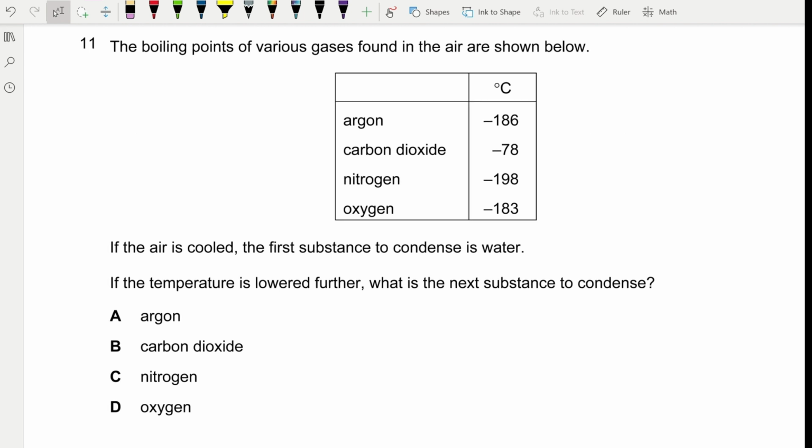Question 11. The boiling points of various gases found in the air are shown below. If the air is cooled, the first substance to condense is water. If the temperature is lowered further, what is the next substance to condense? So the first substance to condense is gas to liquid. So that means the first substance to condense is the one with the highest boiling point. The next highest boiling point is carbon dioxide. So answer is B.